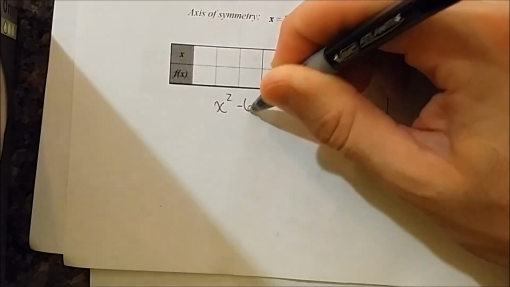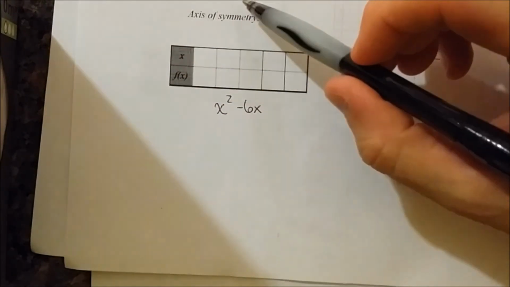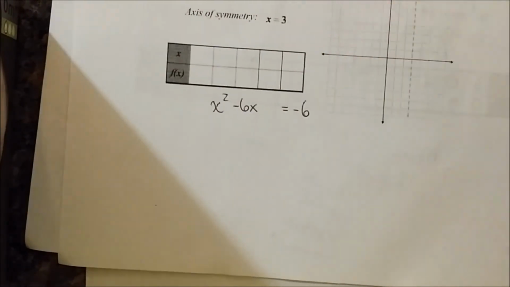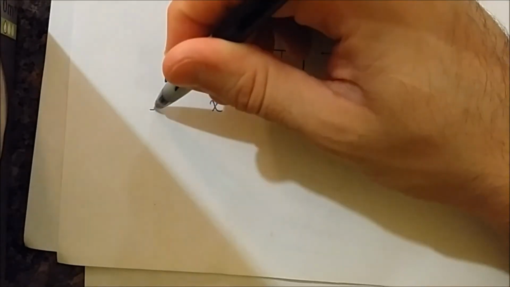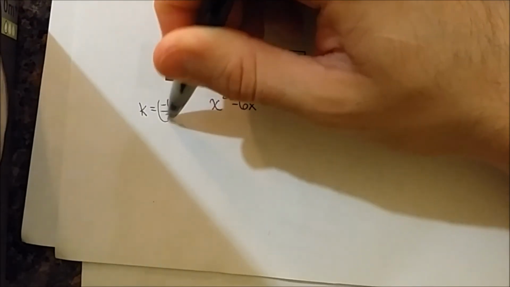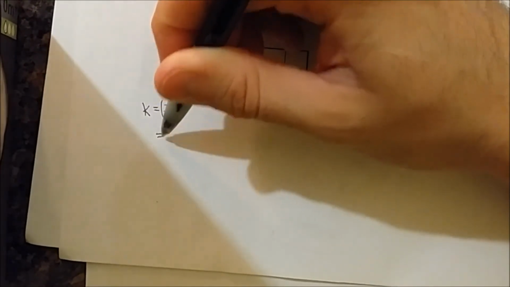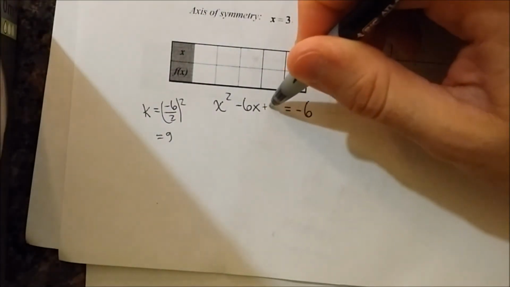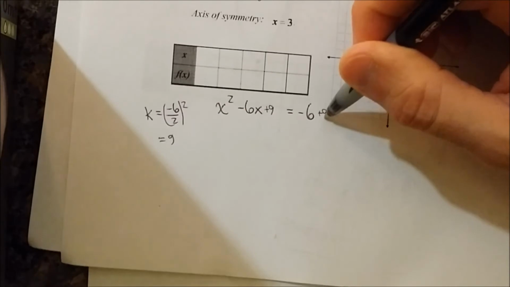You may have to review your notes from the last unit, but your first step is moving that 6 over there. So I'm going to get a -6. You're going to take that b term to find k. So you're going to do this. You're going to take that b term, divide by 2, square it. So you're going to get, I do believe, +9. So you're going to add 9 to both sides.